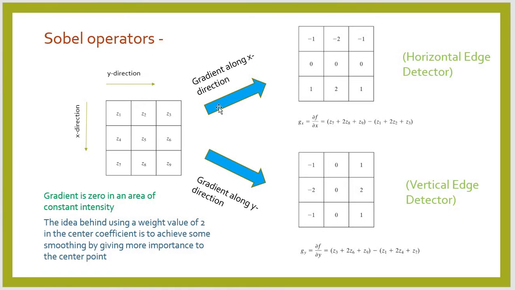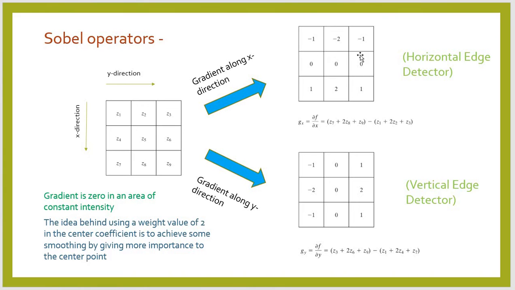Here, by looking at the direction of zeros, we can tell whether it is a horizontal edge detector or vertical edge detector. Here zeros are present horizontally, so if there is any horizontal edge in this image, then we are able to detect it. And here zeros are vertical, so if in our image there is any vertical edge, then this kernel will detect that. Resultant gradient will be |gx| + |gy|.